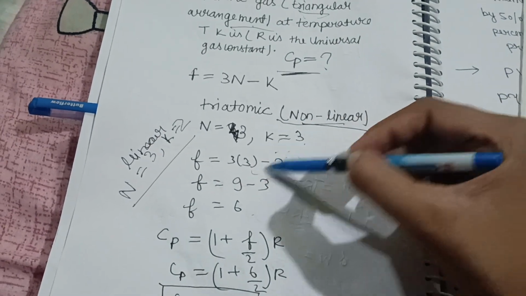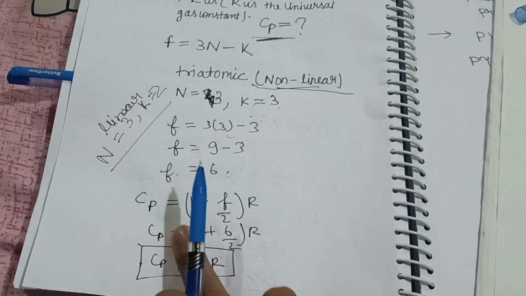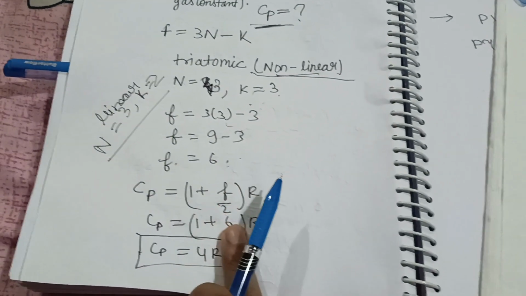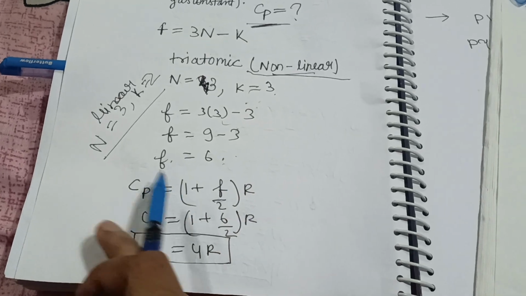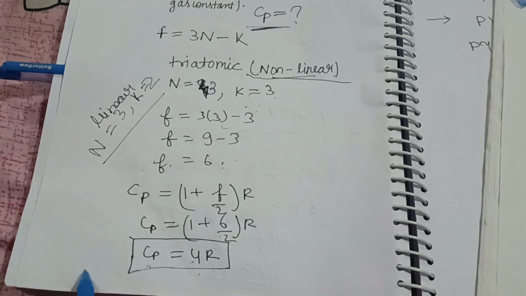Put all these values in this equation, you will find f equal to 6. Now Cp is equal to (1 plus f by 2) R. Put the f value in the formula, you will get Cp equal to 4R, and this is our answer.